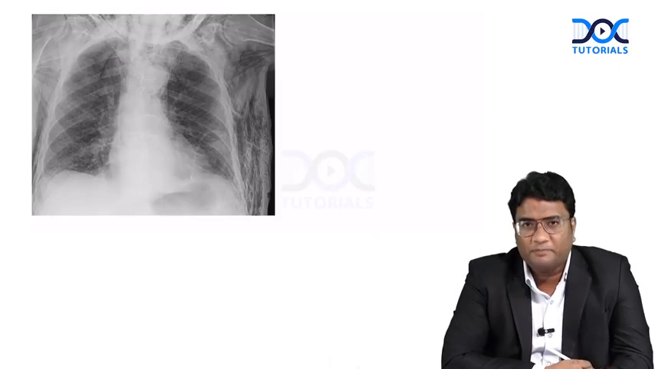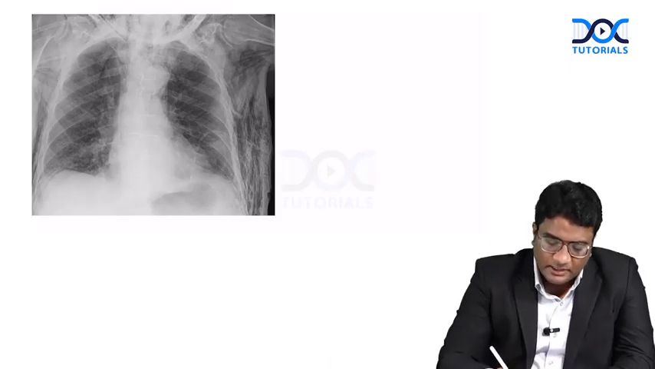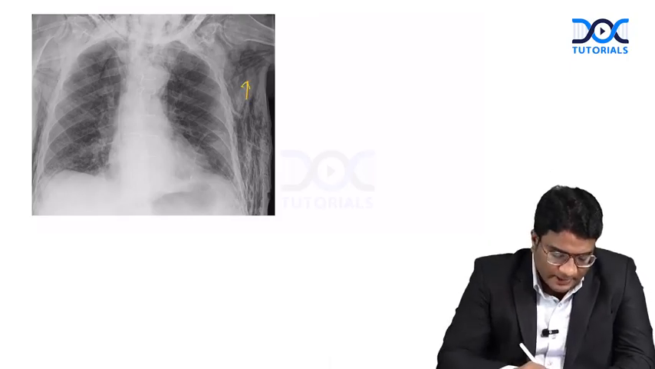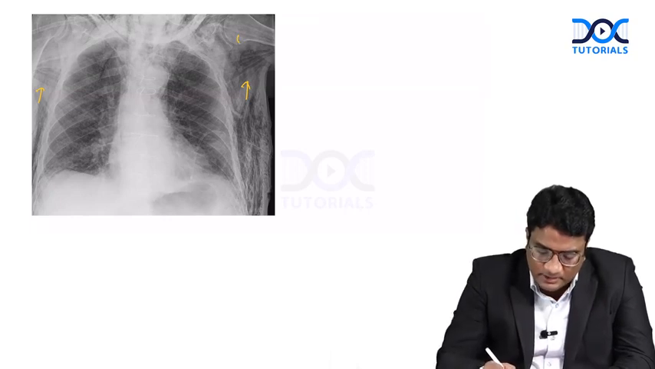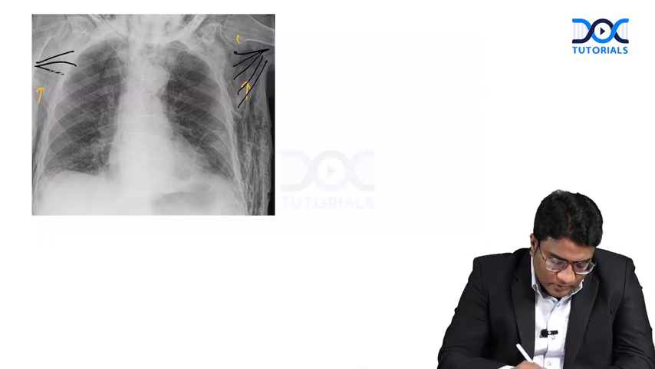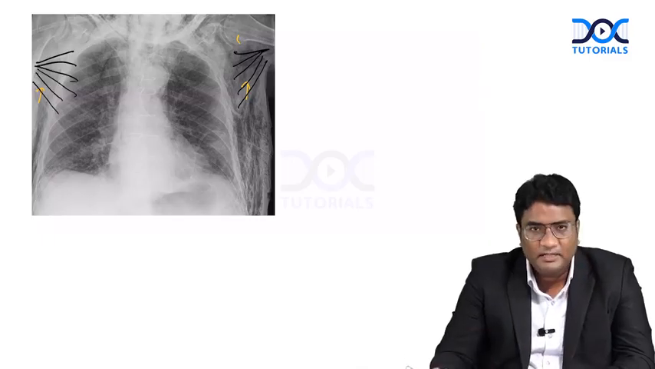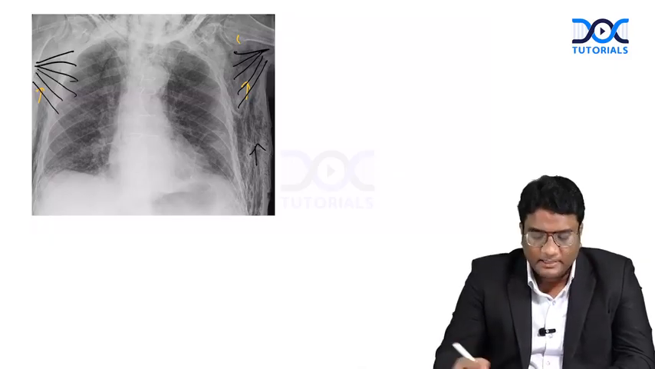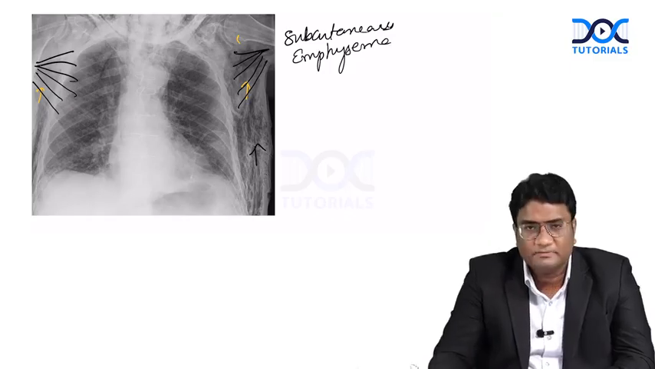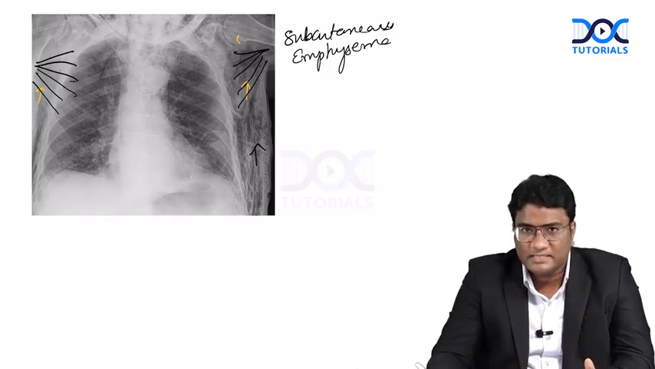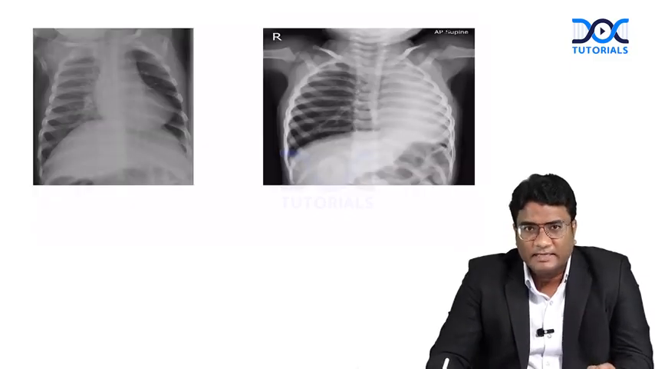And if you see a trauma patient and you see along the subcutaneous planes these radiating lucencies, can you see these black lines here? These radiating lucencies in the subcutaneous planes. Here also you can see all these black lines. This is suggestive of subcutaneous emphysema. Trauma patient with black lucencies in the subcutaneous planes, think of subcutaneous emphysema.